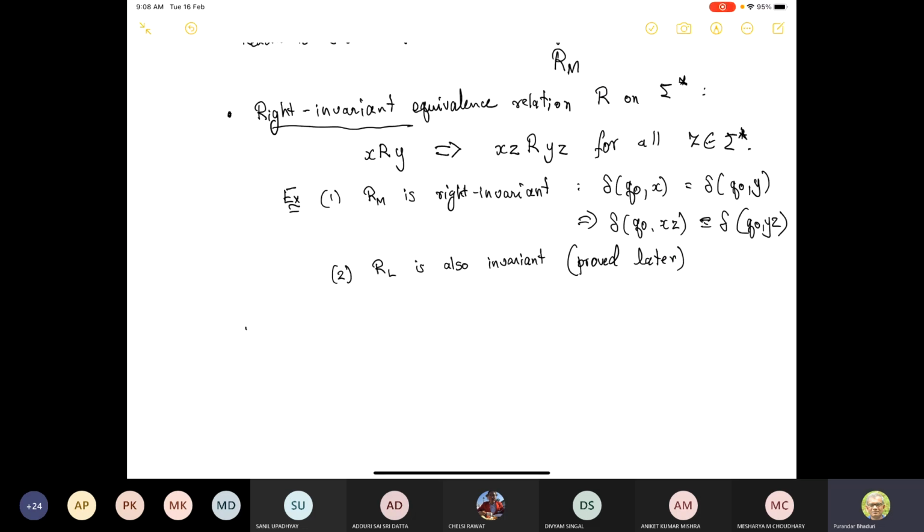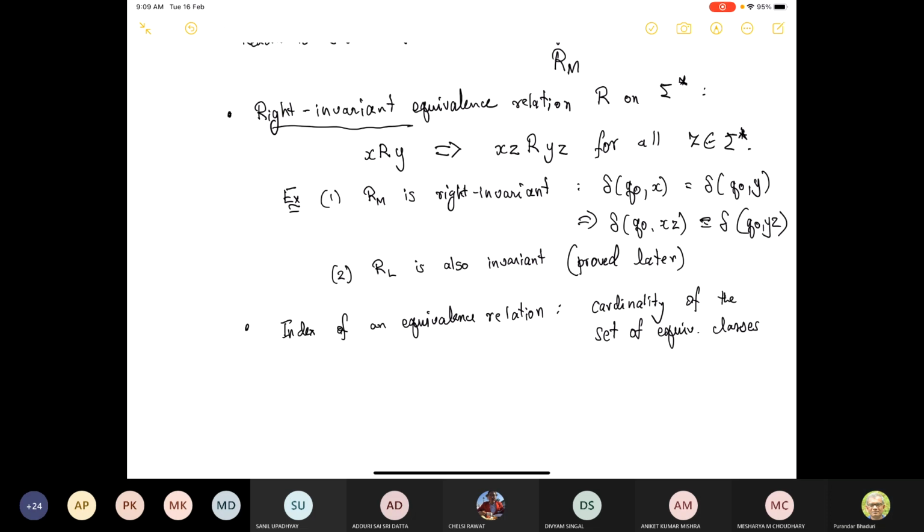What else? We define the index of an equivalence relation. This is just the number, the cardinality of the set of equivalence classes. So we talk about finite index, an equivalence relation of finite index, if the number of equivalence classes is finite. Or we talk about infinite index if the set of equivalence classes is not finite. Right?